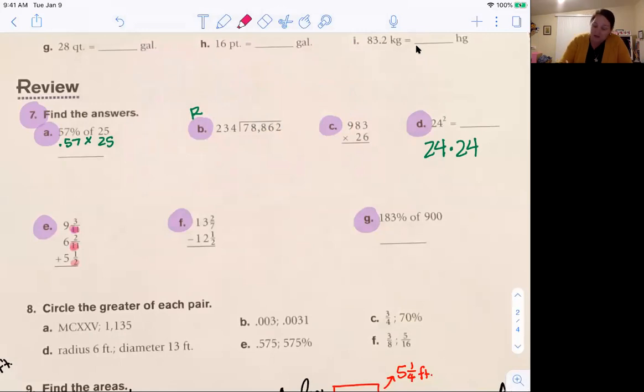Same thing with letter F. In order to subtract with fractions, mixed fractions, you need to have a common denominator. And you have 7 and 2, so find a common denominator for that one. And letter G, same thing with letter A. Of means multiply. Change your percent to a decimal. So if I have 183%, I'm going to change this to a decimal, so it becomes 1.83 times 900.